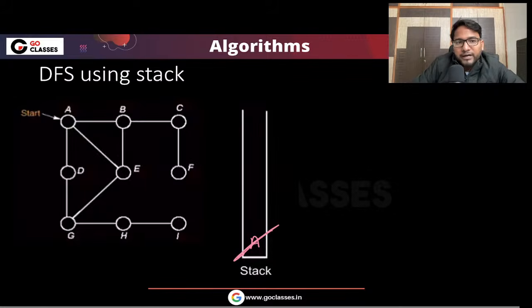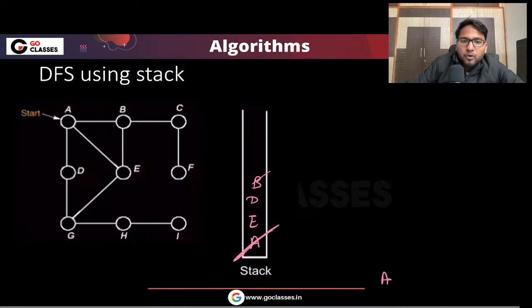See, you write this A. You pop out this A and then push all the neighbors. So what are the neighbors? So E, D, B. These are the neighbors, right? So you write all the neighbors here, and then A is visited.